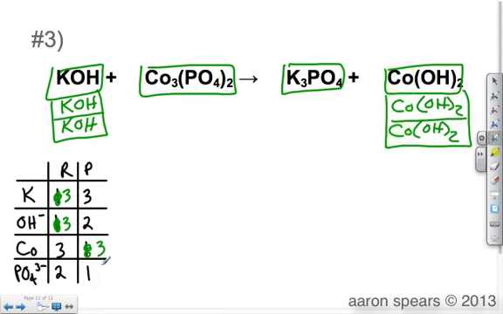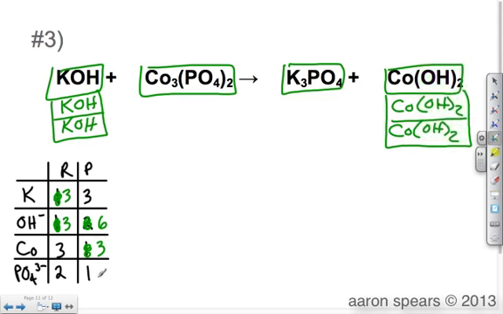But this box not only contained cobalt atoms, it also contained hydroxide ions. So with the addition of the 2 boxes of cobalt hydroxide, I added an additional 4 hydroxide ions to the product side. So I'm going to adjust my list to account for this extra hydroxide. Now I have a total of 6 hydroxide ions on the product side.